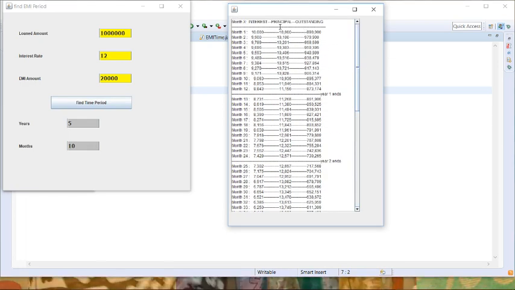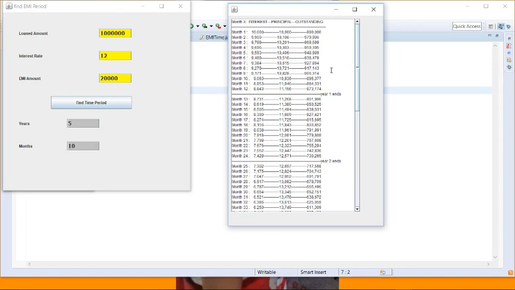And for each month, how much interest are you paying? For the first 20,000 that you pay, 10,000 is the interest amount and 10,000 is the principal amount for the first month. As the months increase, the interest amount will decrease and the principal amount will increase. The second month, out of the 20,000 that you pay, 9,900 will be interest and 10,100 will be principal.